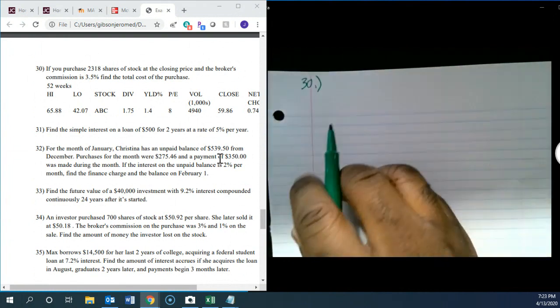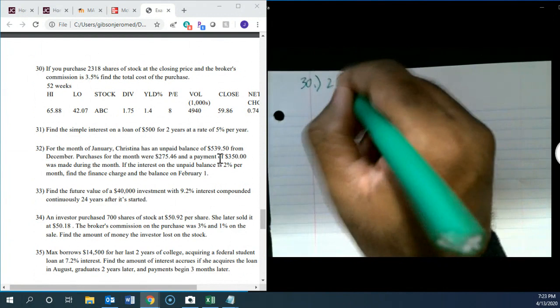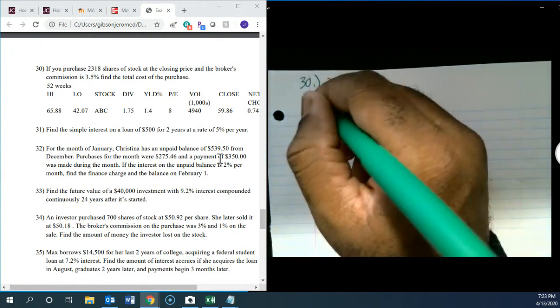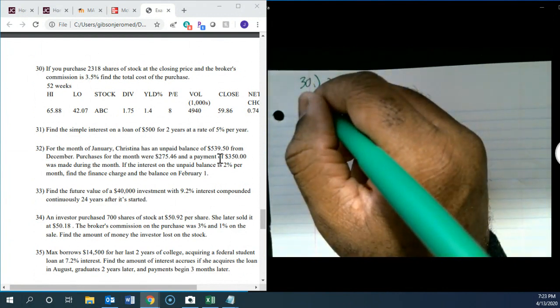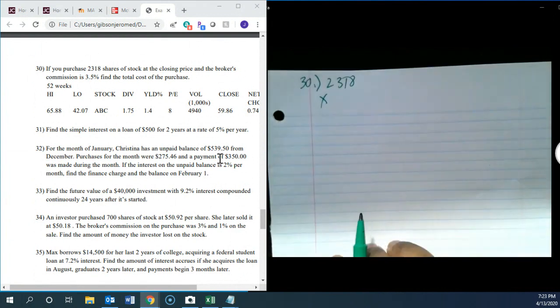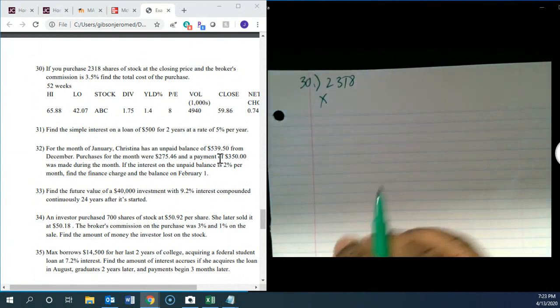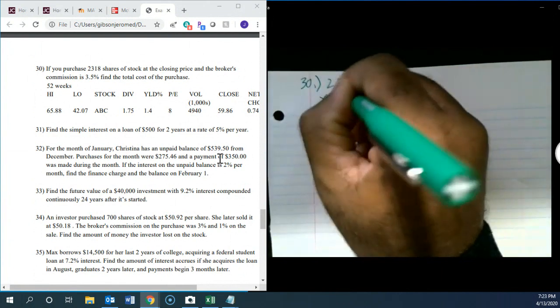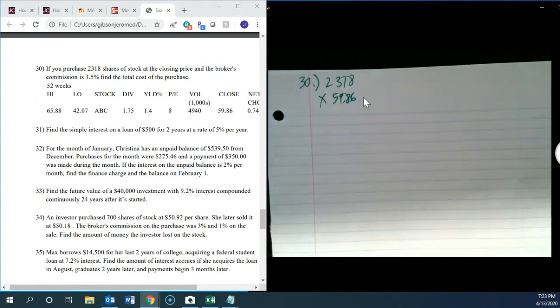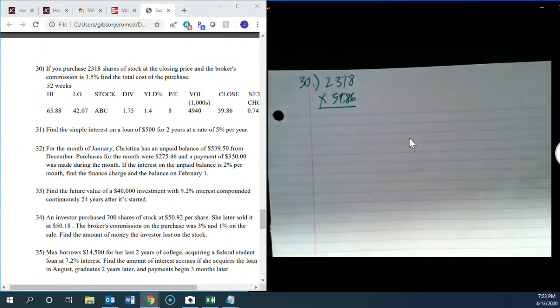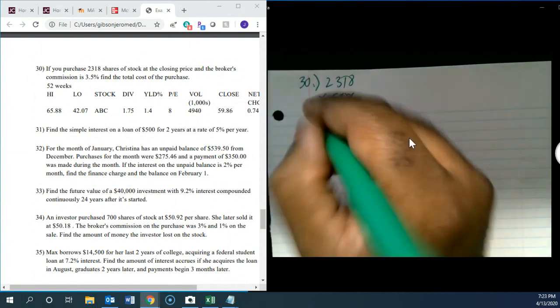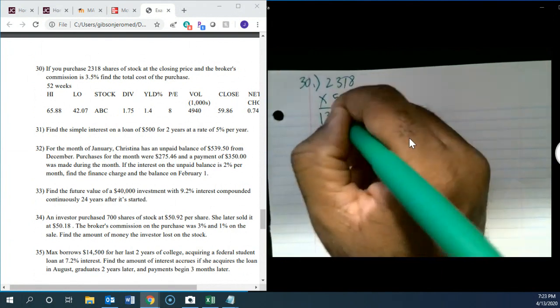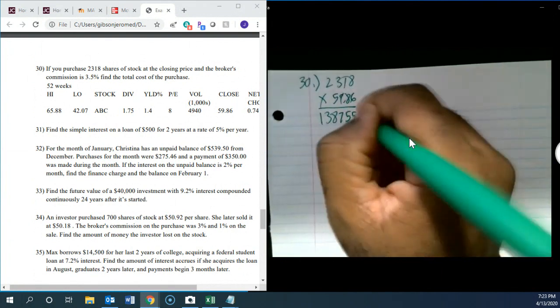We would take how many shares we bought and multiply by the price. Now, they said we bought it at the closing price. The closing price is $59.86, which we see here. So we will multiply these values, and this would give us $138,755.48.